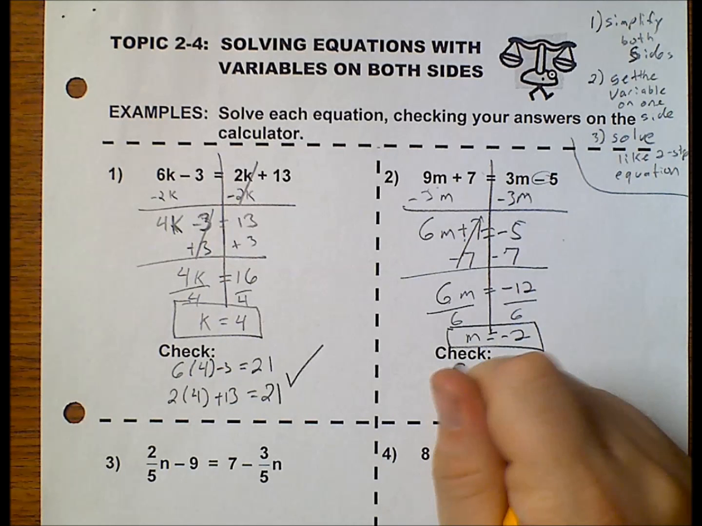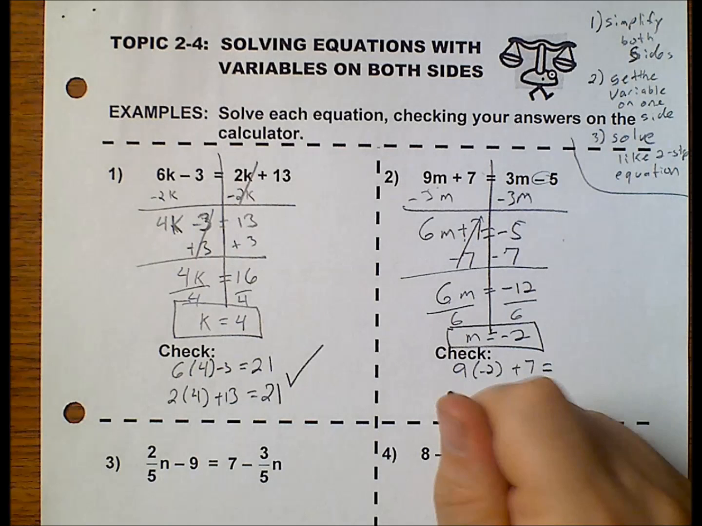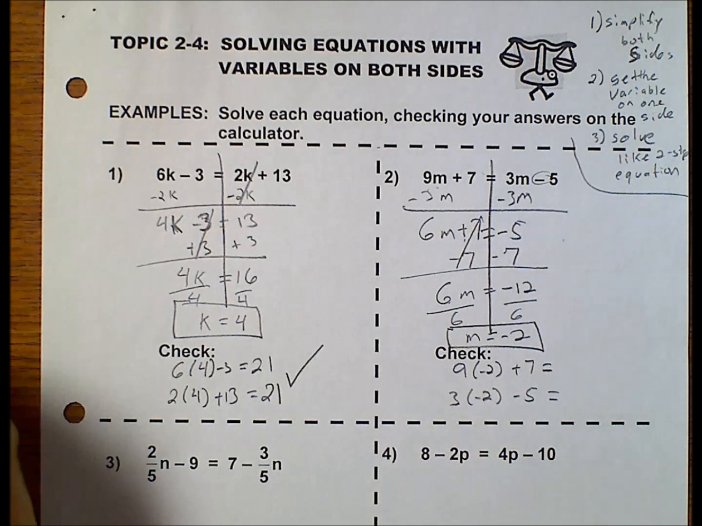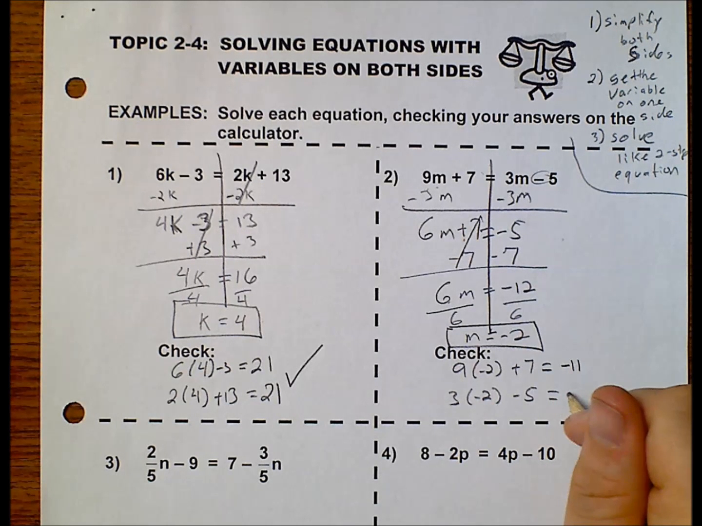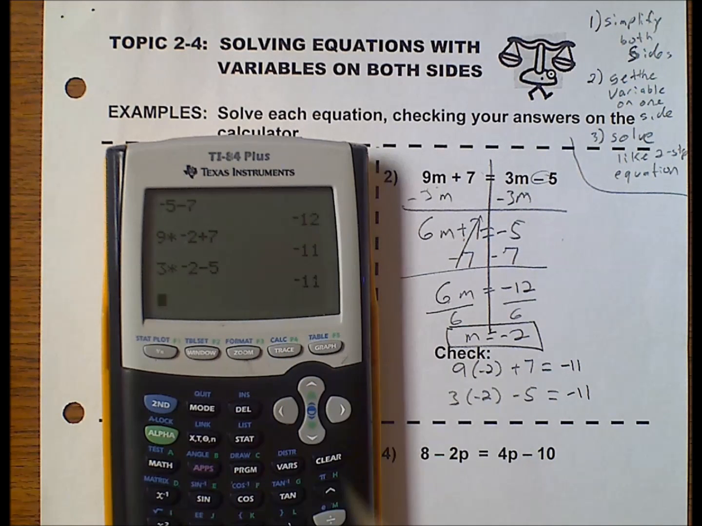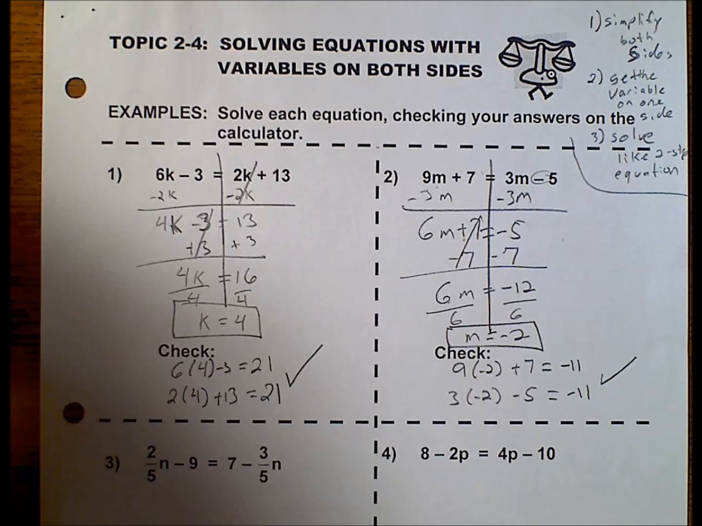So 9 times negative 2 plus 7. 3 times negative 2 minus 5. And you'll notice that both of these give me negative 11. Because they both give me negative 11, this answer checks.